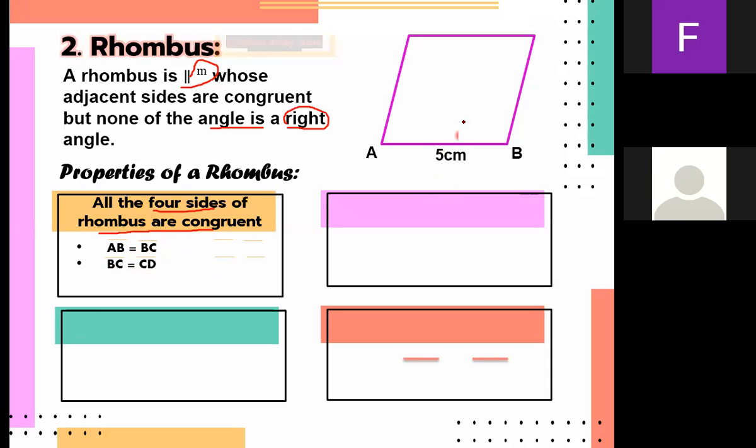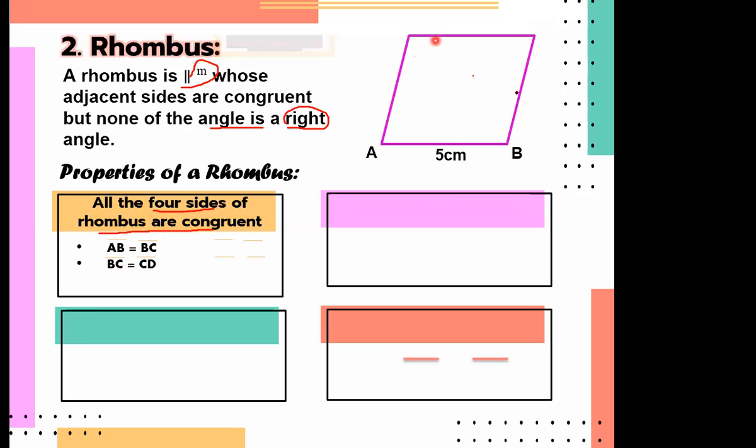If one side is 5 centimeters, then all the sides of a rhombus will be equal to 5 centimeters because all sides are congruent. So this BC is also equal to 5 centimeters. This is CD, which is also equal to 5 centimeters. Now this DA, or you can say AD, is also equal to 5 centimeters. So all the sides of a rhombus are congruent.